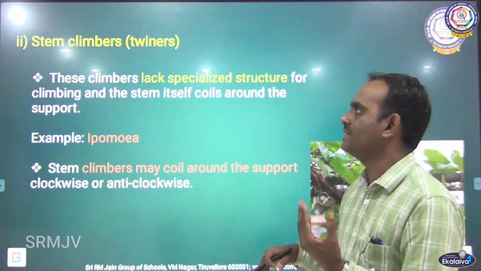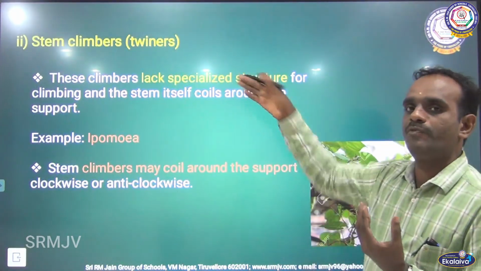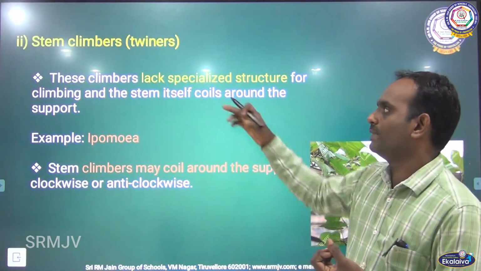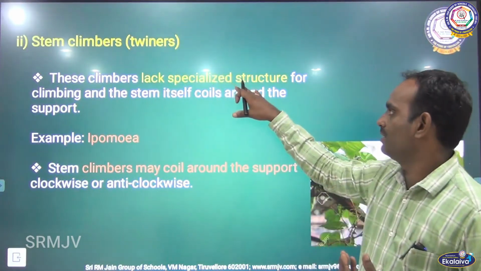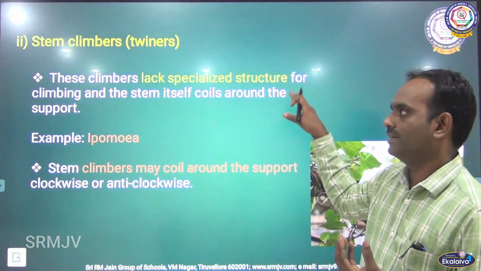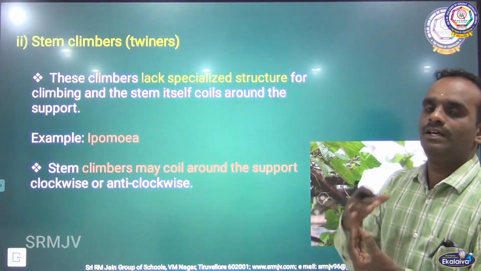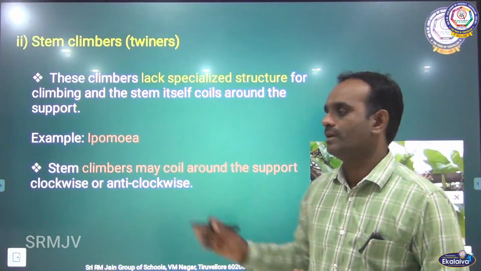Stem climbers may coil around the support clockwise or anti-clockwise. So once again I am repeating, we are discussing stem climbers. This type of plant does not have a special organ for climbing. These climbers lack specialized organs or specialized structures for climbing, so the stem itself coils around the support. The coil may be clockwise or anti-clockwise. Example is Ipomoea.